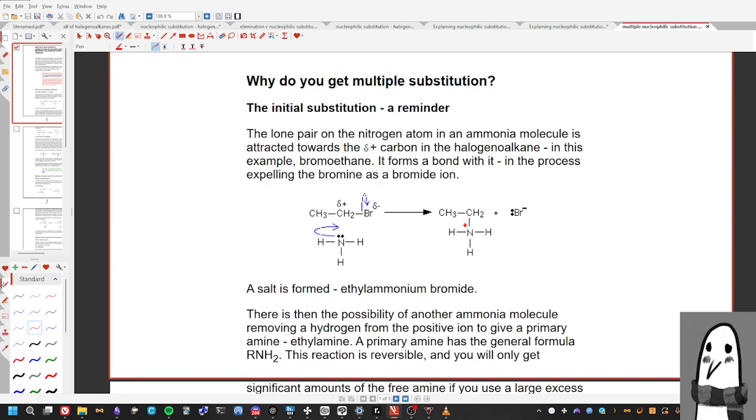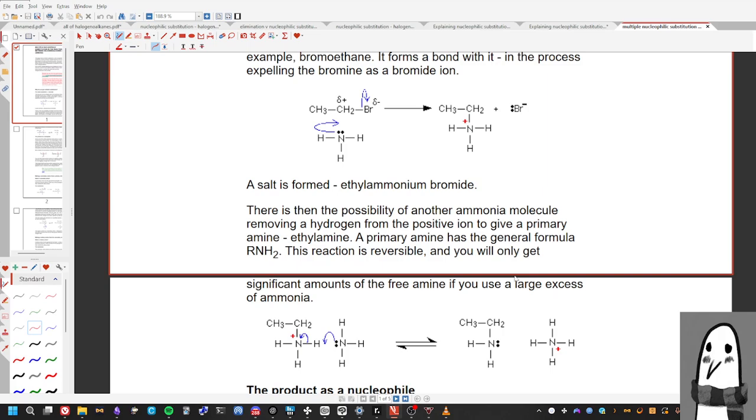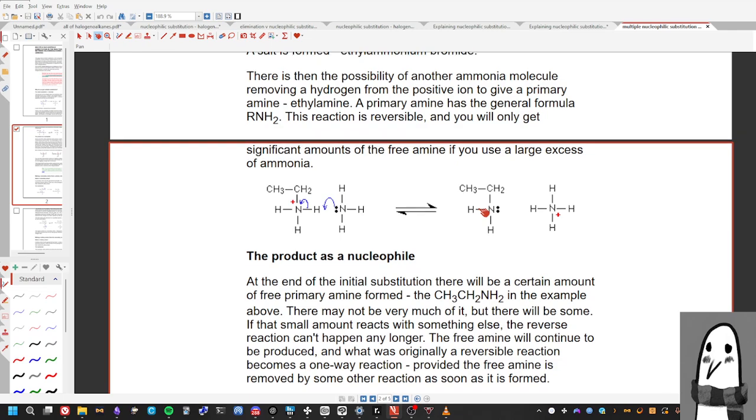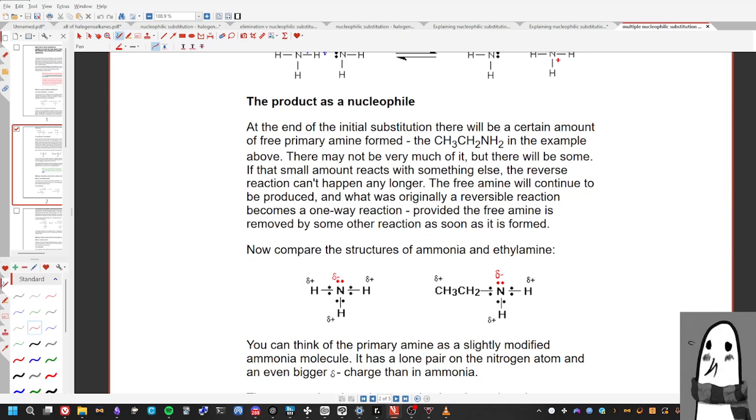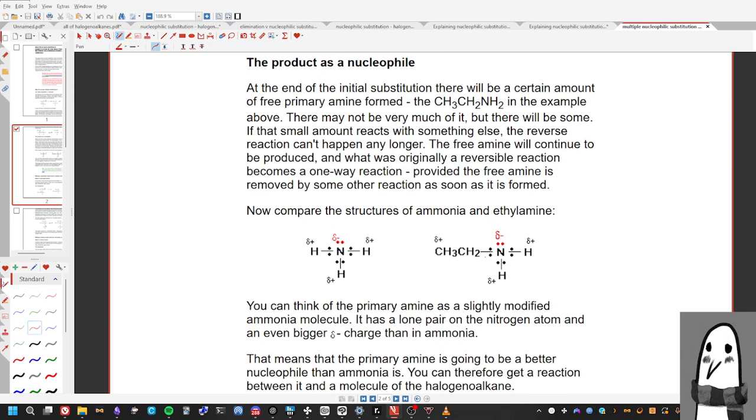So we're talking about why we are getting multiple substitutions. The lone pair on the nitrogen in an ammonia group is attracted to the carbon, and the salt is formed. The primary amine has the general formula RNH2. This reaction is reversible and you only get significant amounts of free amine if you use a large excess of ammonia. The product is a nucleophile. At the end of the initial substitution, there will be a certain amount of free primary amine formed. There may not be much of it, but there will be some. If that small amount reacts with something else, the reverse reaction can't happen any longer. The free amine will continue to be produced, and what was originally a reversible reaction becomes a one-way reaction provided the free amine is removed by the other reaction as soon as it's formed.